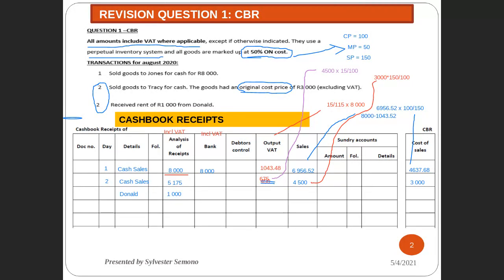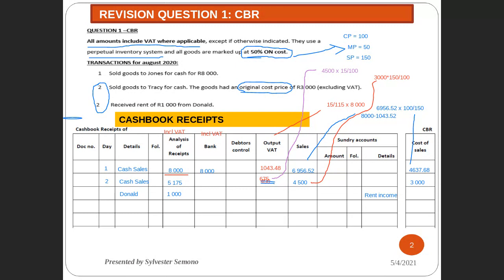Okay, so this 1,000 is including VAT, and remember this 1,000 is because of what? Of rent. So this is rent received or rent income. So if you can check here, I don't have the column for rent. And remember I said the minute you find yourself not having the column, what must you do? You must use the sundries. So I'm going to come to the sundries here under details, and I'm going to write rent received or rent income. It's up to you. You can call it rent received or rent income.